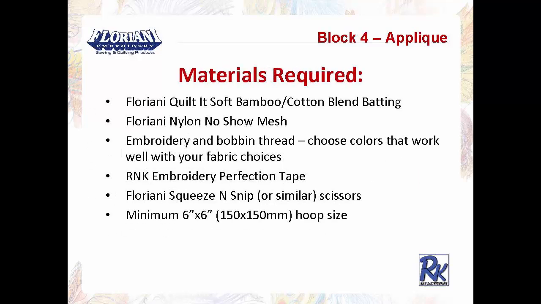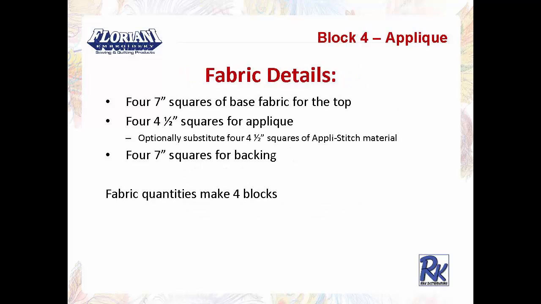So the materials you're going to require for this particular block set is you're going to need some Floriani Quilted Soft Bamboo Cotton Blend batting, some Floriani Nylon No-Show Mesh, some embroidery and bobbin thread, and you want to choose colors that'll work well with your fabric choices, some R&K Embroidery Perfection Tape, Floriani Squeeze and Snip or similar scissors, and you'll need a minimum 6-inch by 6-inch or 150 millimeter by 150 millimeter hoop size. The fabric details for this block are that you're going to need 4 7-inch squares of base fabric for the top of our quilt block.